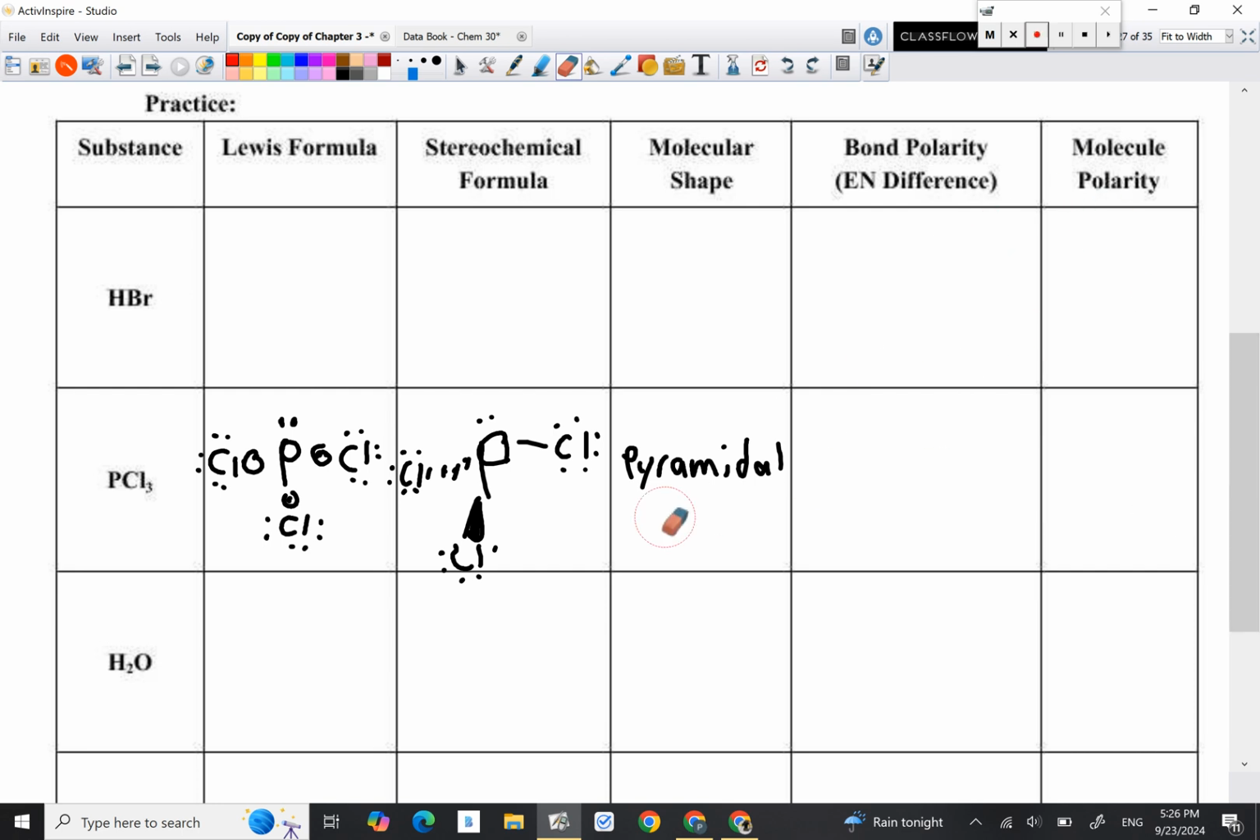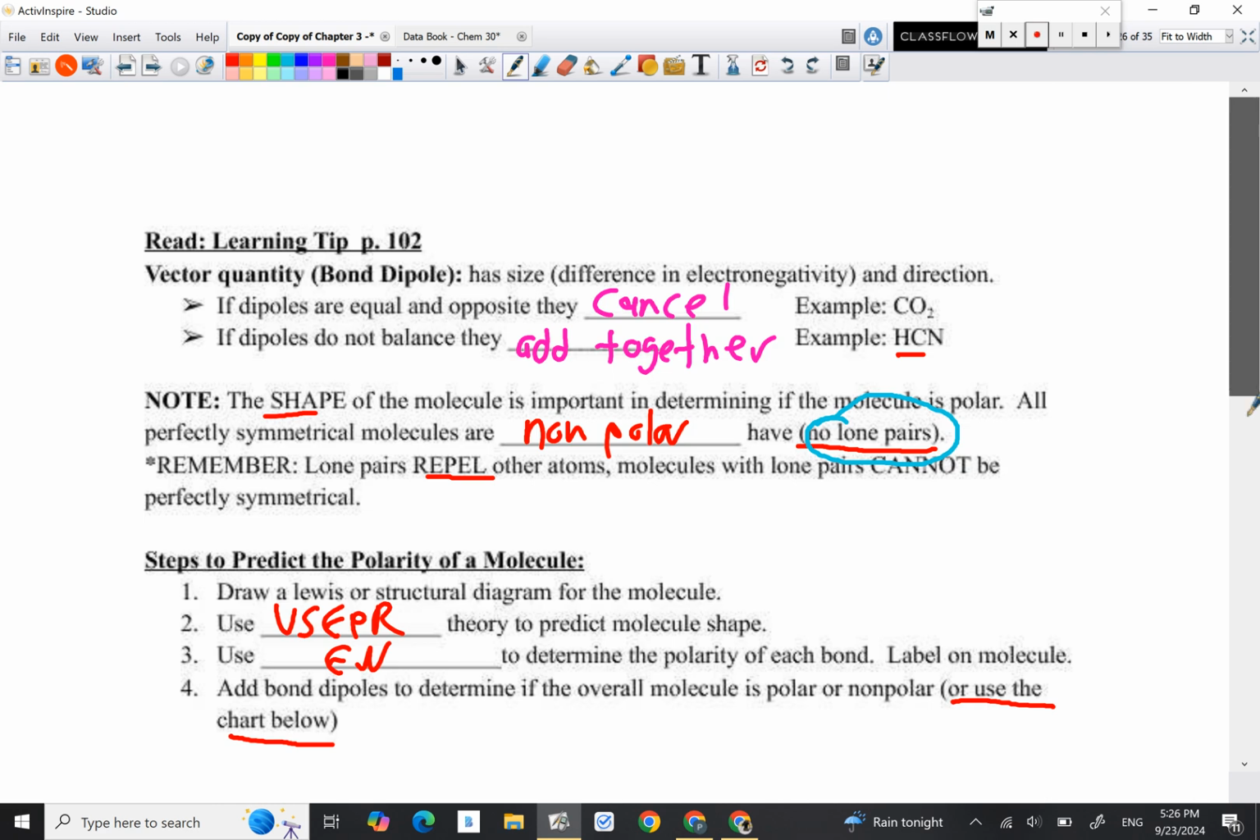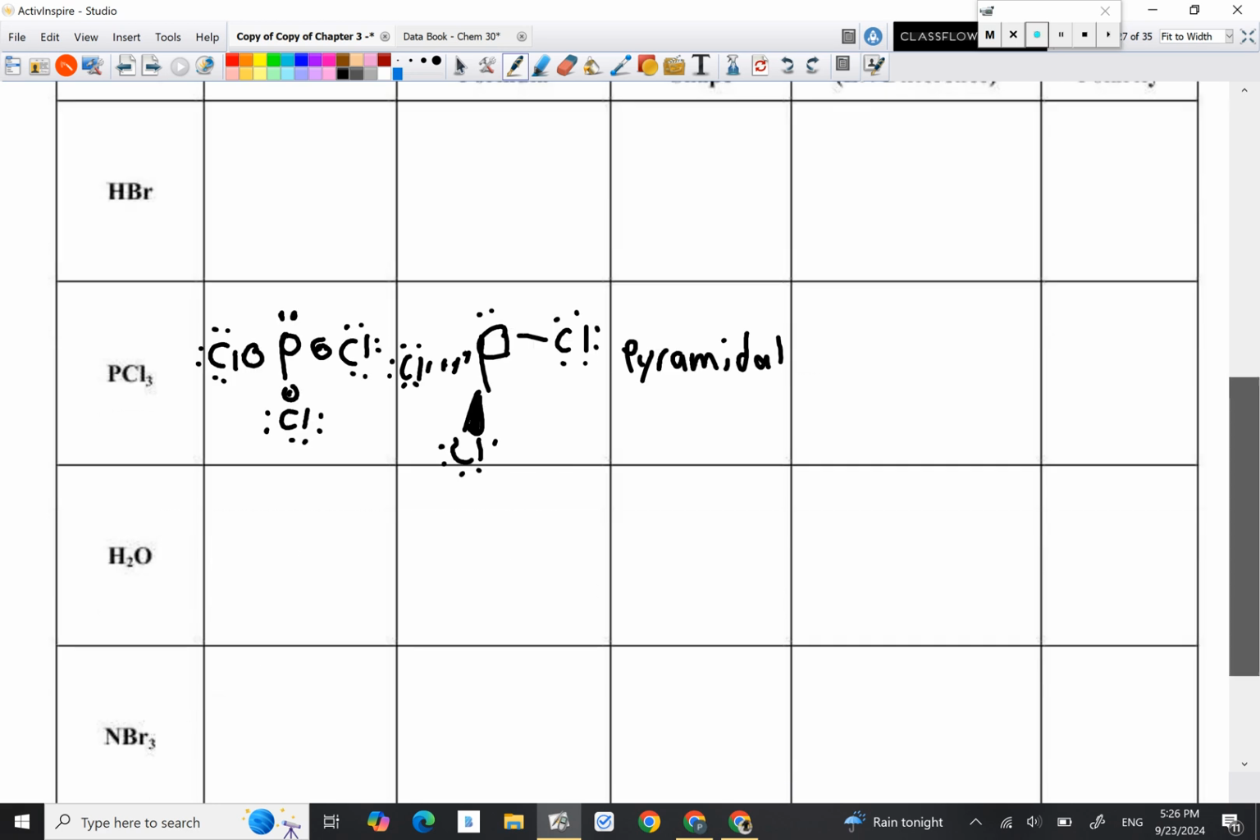So right away, okay, pyramidal. When I look at the possibilities, we'll notice how pyramidal is not up here in that nonpolar range, because pyramidal is over here. Pyramidal is always going to be a polar shape. Now, once again, that's the shape. We need to do this step right here. Is there at least one polar covalent bond? If the answer is yes, then the molecule is going to be polar because the shape and the polar covalent bond match. If our answer is no here, and it's all nonpolar covalent bonds, then PCl3 is going to be nonpolar. So, let's have a look.